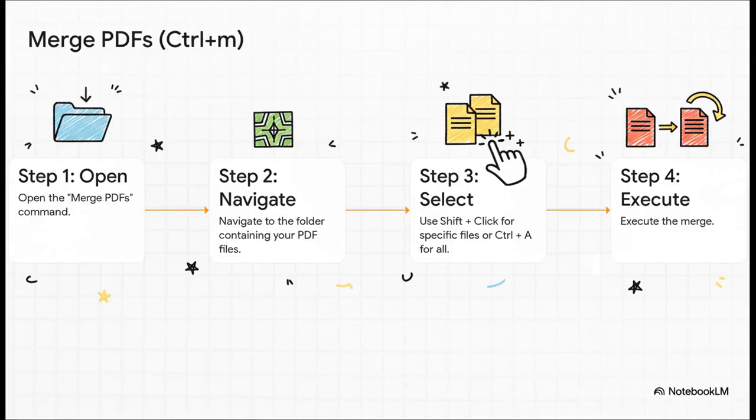All right, merging multiple PDFs, this is an absolute game changer. You just hit Ctrl+M. Once the command is open, you navigate to your folder. Now here's a pro tip. You can use Shift and your mouse to click and select just a few individual files. Or, if you need the whole shebang, just hit Ctrl+A to select every single PDF in that folder. It is so fast for compiling big projects.